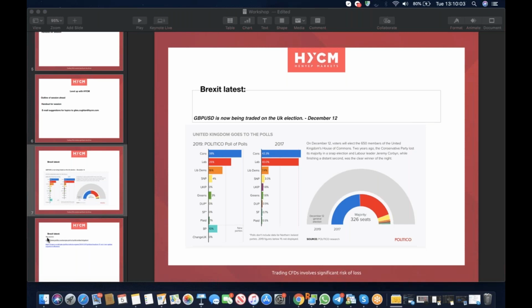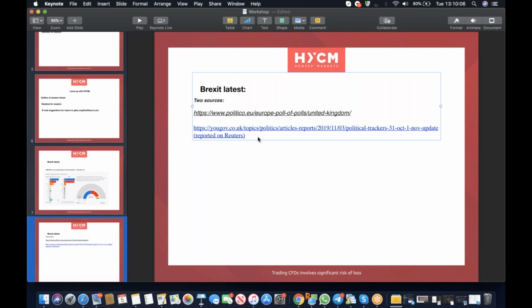So I'm just going to send you all a couple of different polls. This poll here is the YouGov poll, okay?